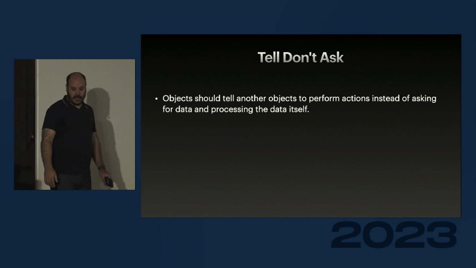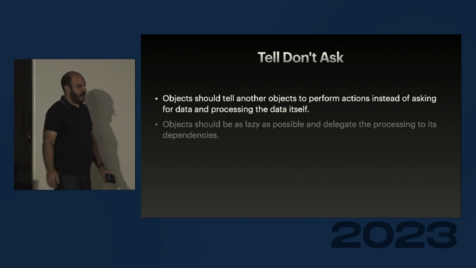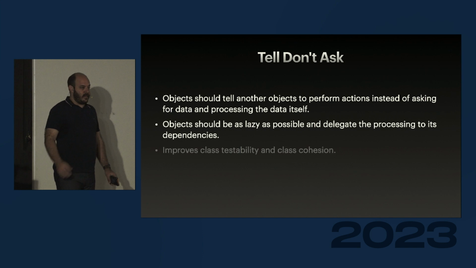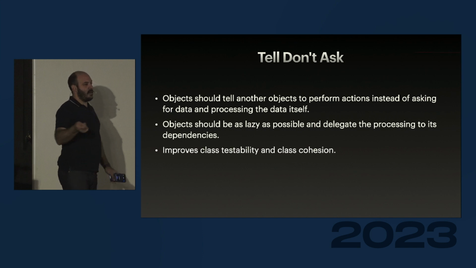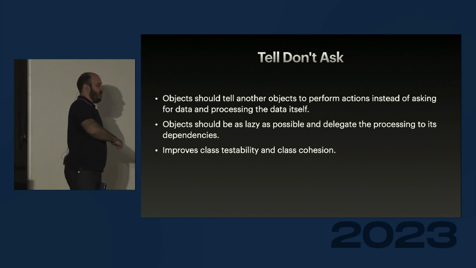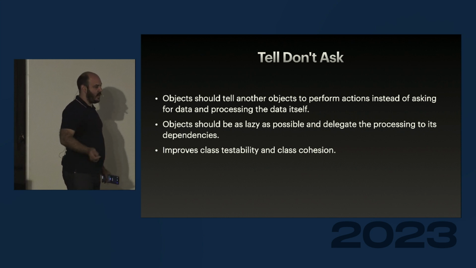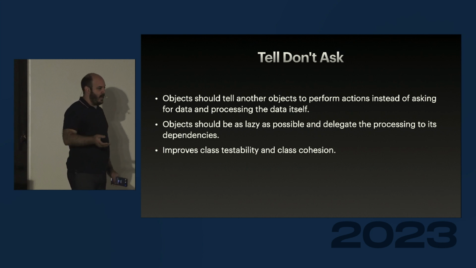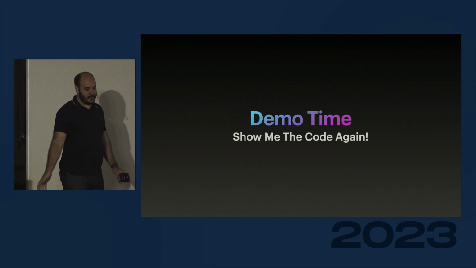Tell, don't ask is another practice that I usually recommend. Instead of asking my dependency, for example, to calculate the area, give me your radius if you're a circle, or give me your height and width if you're a rectangle, just ask the shape to calculate its area, and it will return it. So you need to be as lazy as possible, right?